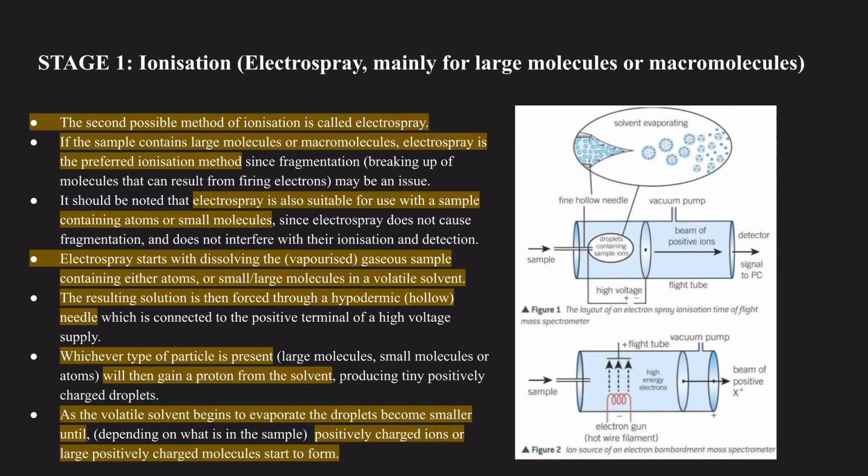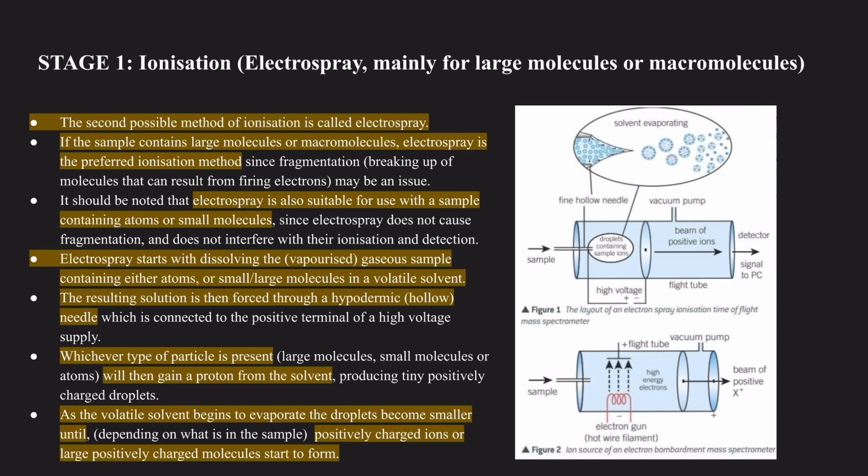Electrospray starts with dissolving the vaporized sample containing either atoms or small or large molecules. Electrospray can be used with any of these, right, as we mentioned before. So they are dissolved in a volatile solvent, and the resulting solution is then forced through a hypodermic or hollow needle, which is connected to the positive terminal of a high voltage supply.